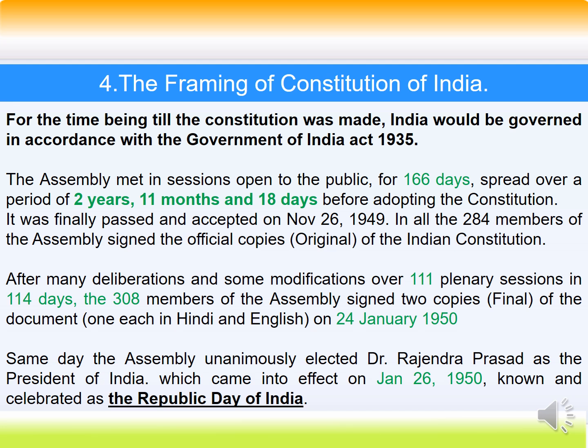In all, the 284 members of the assembly signed the official copies of the original of the constitution. After many deliberations and some modifications, over 111 plenary sessions in 114 days, the 308 members of the assembly signed 2 final copies of the document, one each in Hindi and English, on 24 January 1950. The same day, the assembly unanimously elected Dr. Rajendra Prasad as the President of India. The constitution came into effect on January 26, 1950, known and celebrated as the Republic Day.